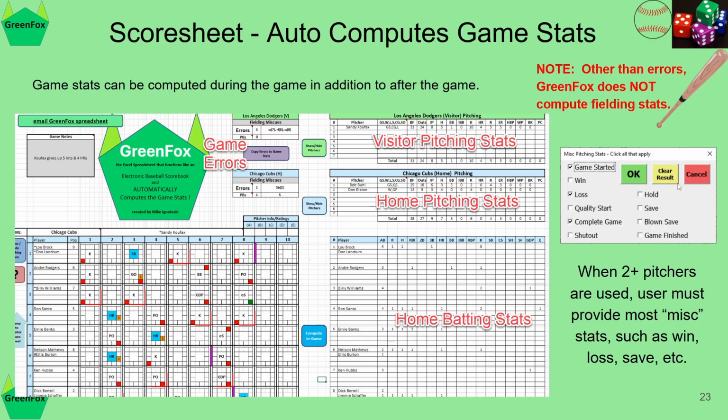And that's part of what this little pop-up form is, where you can click in this column here, which I call miscellaneous stats, and indicate all these things like game started, win, loss, save, complete game, shutout, hold, blown save, game finished. These are all the things. And you don't have to calculate saves. You can decide what things you want to keep track of or not. But GreenFox will automatically compute a quality start using the 6 innings, 3 earned runs or less criteria.